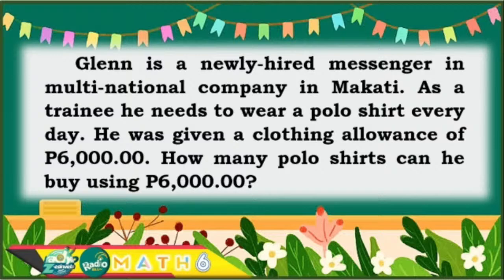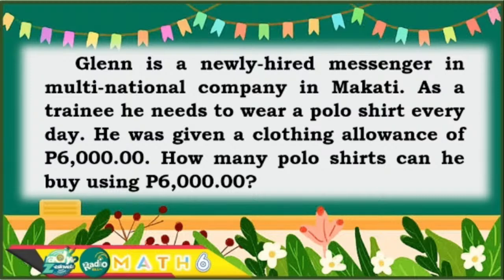Glenn is a newly hired messenger in a multinational company in Makati. As a trainee, he needs to wear a polo shirt every day. He was given a clothing allowance of 6,000 pesos. How many polo shirts can he buy using 6,000 pesos?